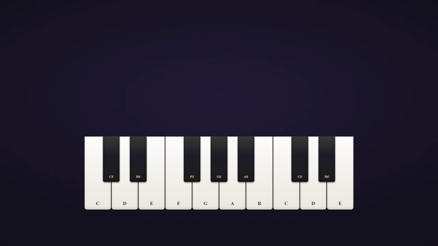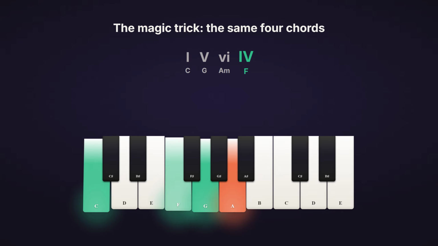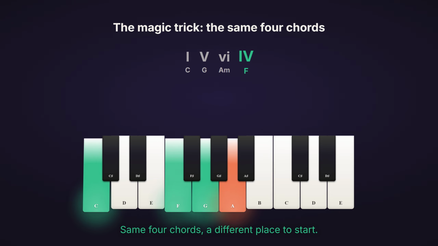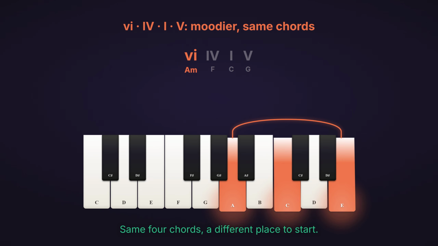Here is the part that feels like a magic trick. Those famous variations you have heard, the ones that sound a bit different but weirdly related? They are the exact same four chords. All you do is start the loop in a different place. Begin on the 6 instead of the 1 and you get 6, 4, 1, 5, A minor, F, C, G, same four chords, same order around the circle, but now you open on the minor, so the whole thing feels moodier and more emotional. That rotation powers a huge number of ballads.